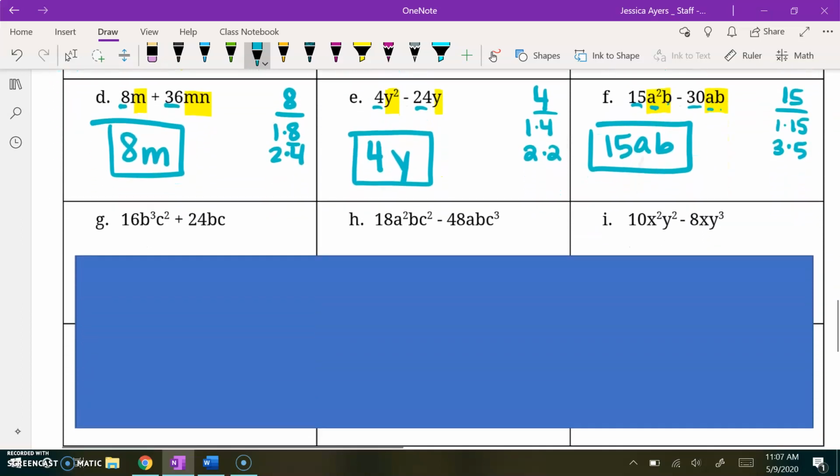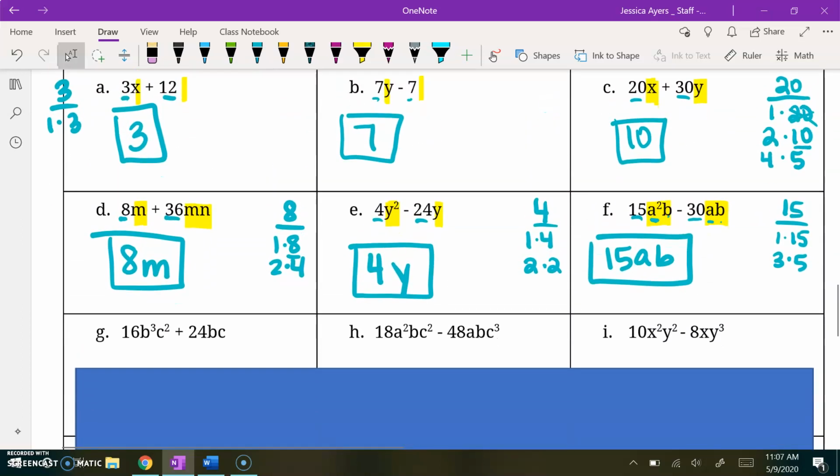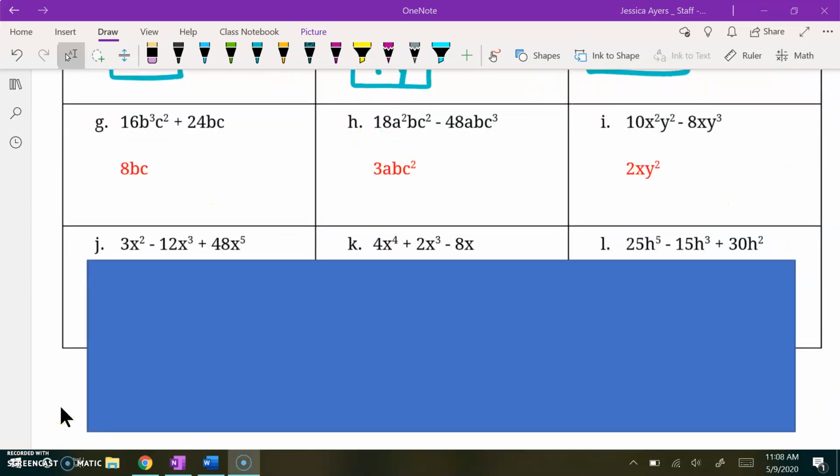Now take a couple of minutes and do G, H, and I. Here are your answers for G, H, and I. Remember that you're looking for the largest number that divides into all of the numbers, and then the variable that's common in all of the terms and has the smallest exponent.